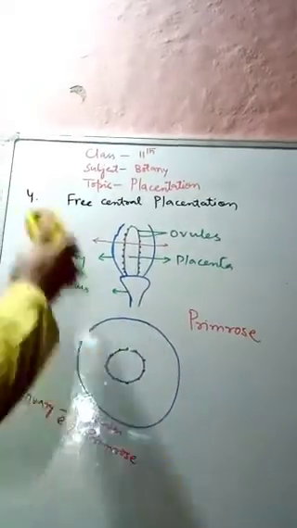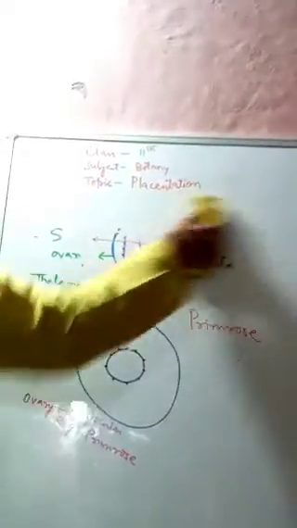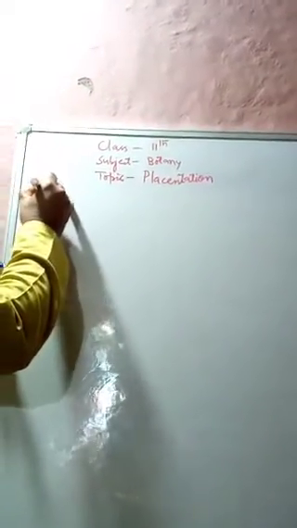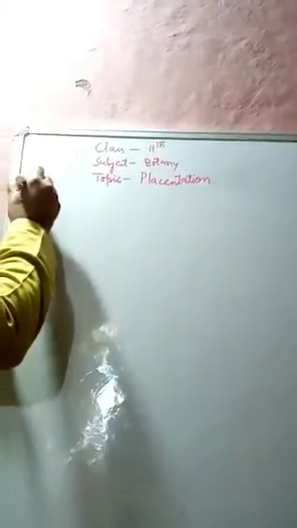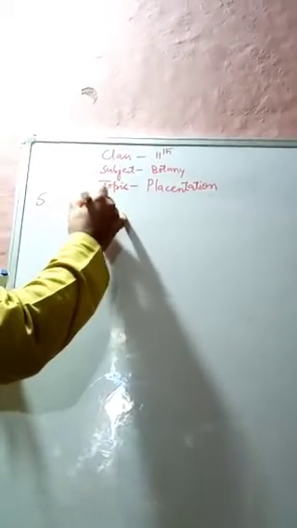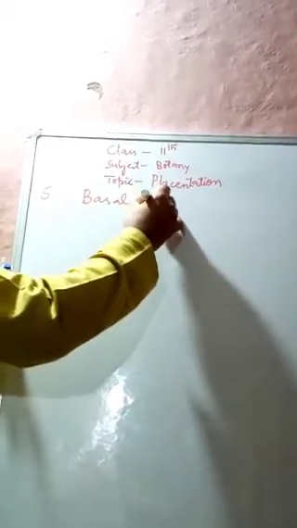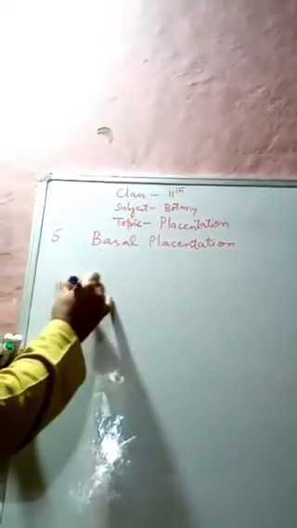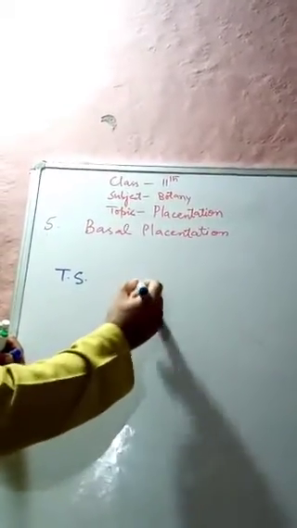Now, one more type we are going to discuss, the fifth one, that is basal placentation. That means the placenta develops from the base of the ovary, or we can say from the thalamus. If we draw the diagram again, the transverse section, then it becomes somewhat clear.